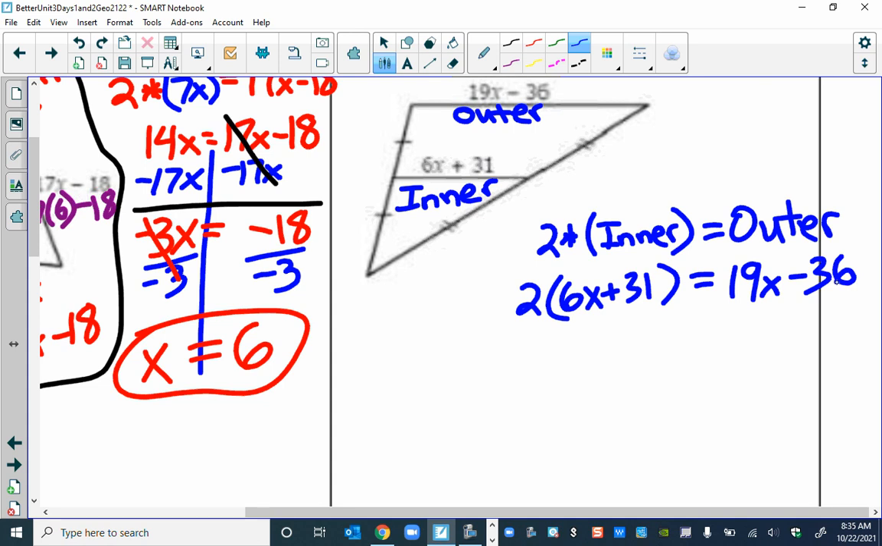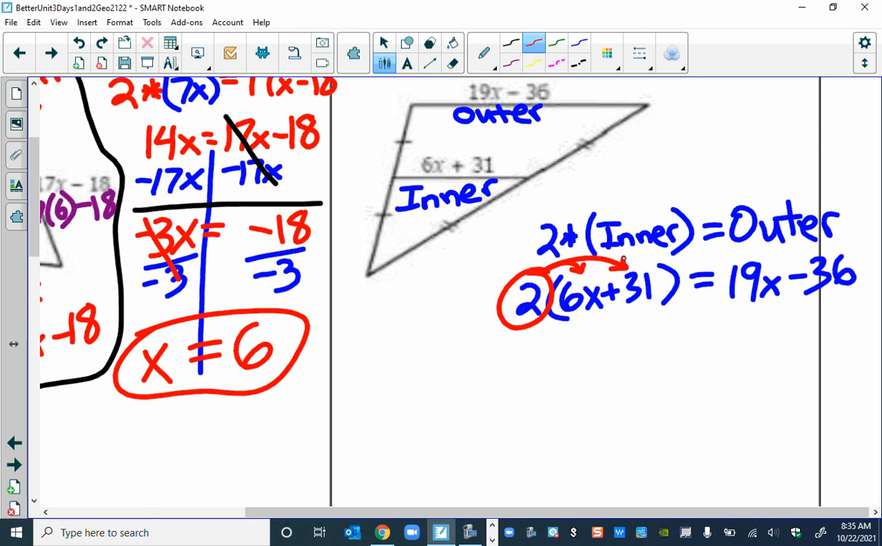So now what we do, well, anytime we have a parentheses with a number to the left of it or right of it, what do we have to do with this 2? Anybody remember which property we need? Multiply. Multiply by distributing, yes. Distribute by multiplying, yeah. So that's the most important part for this type of problem.